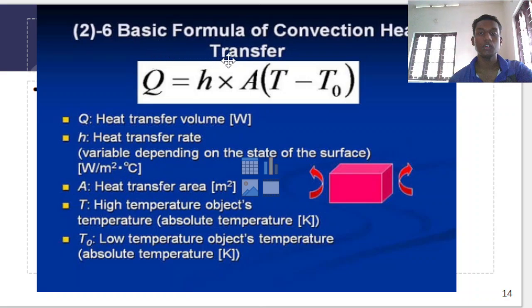This is the basic formula for the heat transfer, and there is no derivation. Q, which is the heat transfer volume, equals H, which is a rate indicating the heat transfer rate, multiplied by area of the surface multiplied by the temperature difference. So here T denotes a higher temperature and T0 denotes a lower temperature, and both are measured in Kelvin.